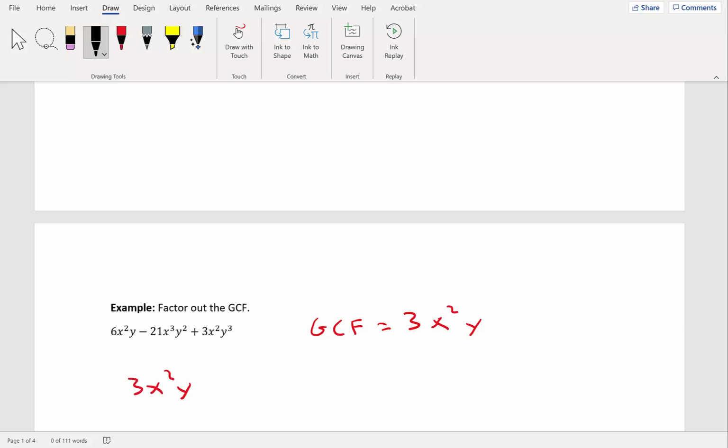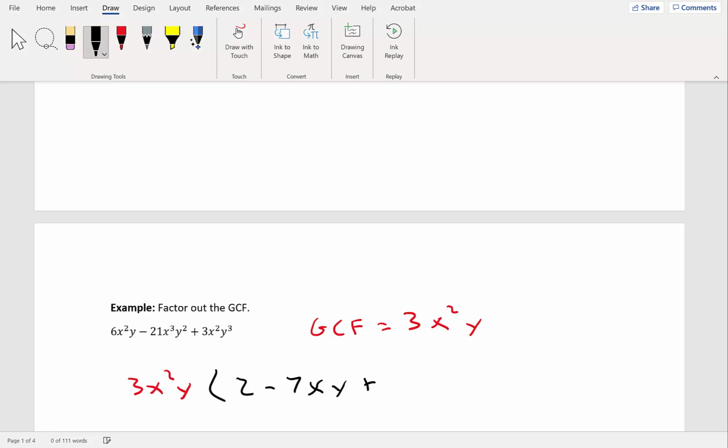Okay, now let's go ahead and factor it. So if I factor out 3x squared y from the first term, I'm left with 2. If I factor it out of the second term, so if I factor out 3 from 21, I'm left with 7. If I factor out an x squared from the x cubed, I'm left with 1x. If I factor out 1y from the y squared, I'm left with just 1y.